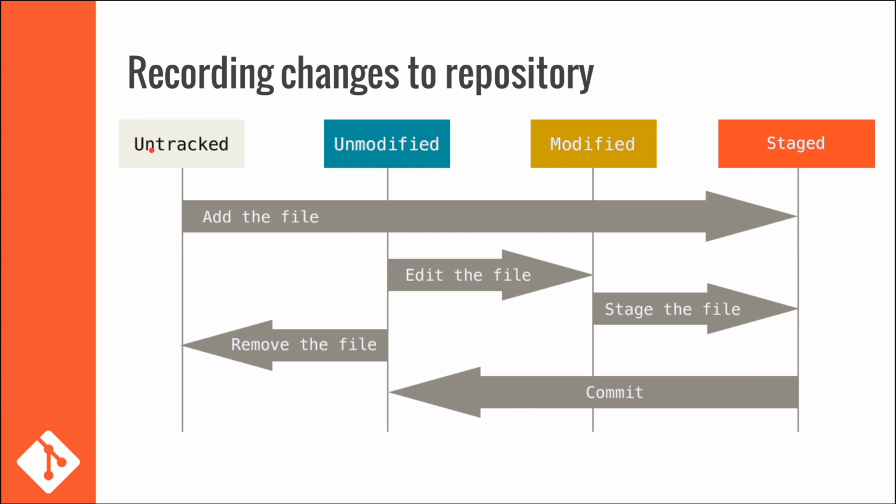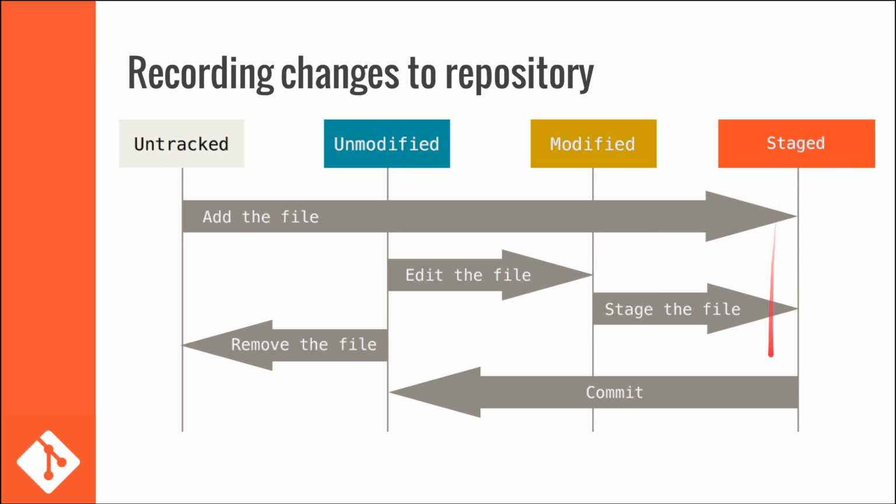A bit more in depth now. These are, once again, some of the states that your files can exist in. We can have untracked files, unmodified files, modified and staged files. Now, if we take a file that already existed, for example, it will exist in an unmodified state. Then when we edit the contents of that file, Git will detect it's changed, it will flag it as modified, and we can then take this modified file and add it to the staging area.